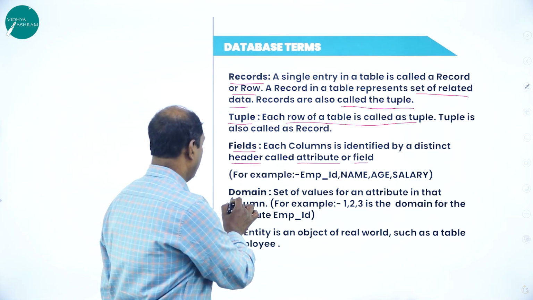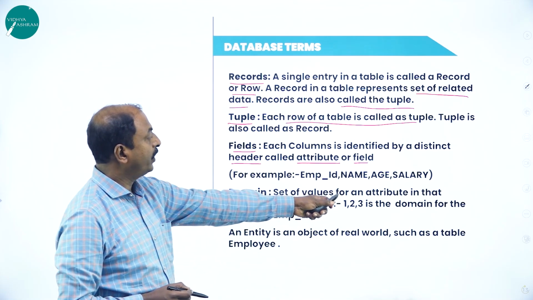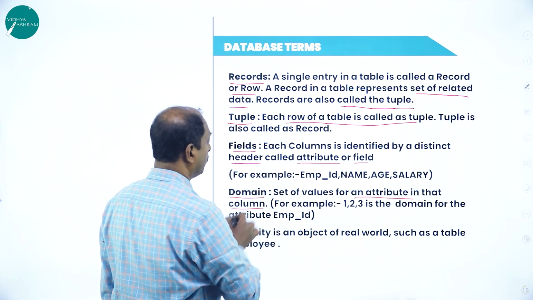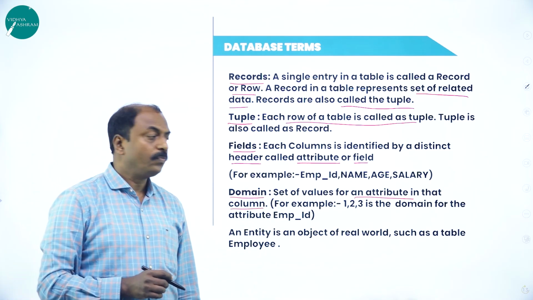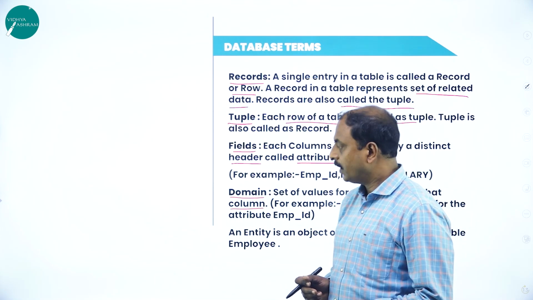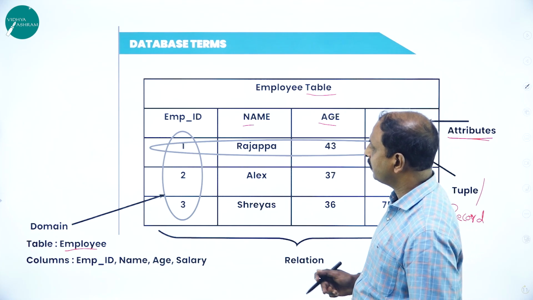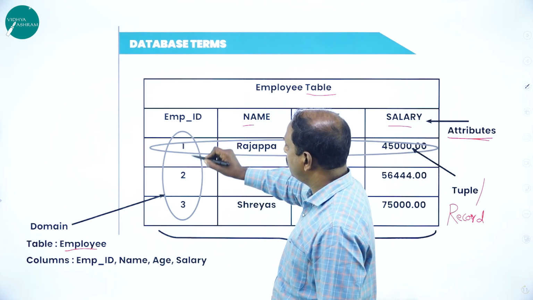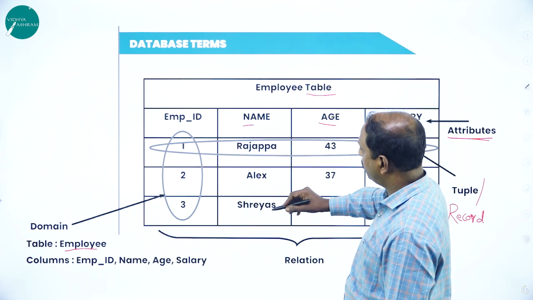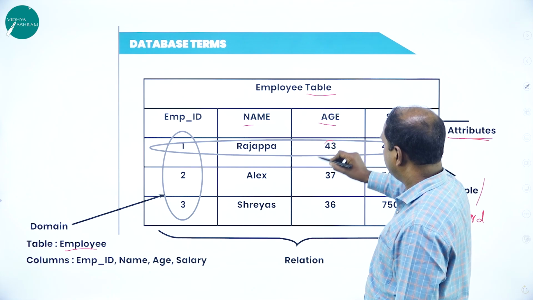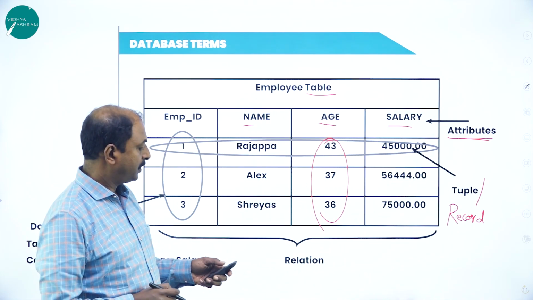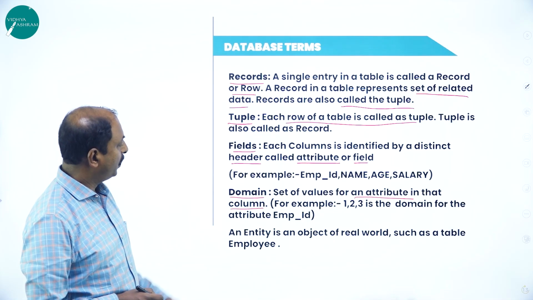Now domain. What is a domain? A set of values for an attribute in that particular column. So the values of a particular attribute in that column are called domain. Now let us see this in the previous example. In the table, this 1, 2, 3 is a domain. And again, if you consider this column or this attribute, this name as well as age, these values form one domain. So this is the definition of the domain.